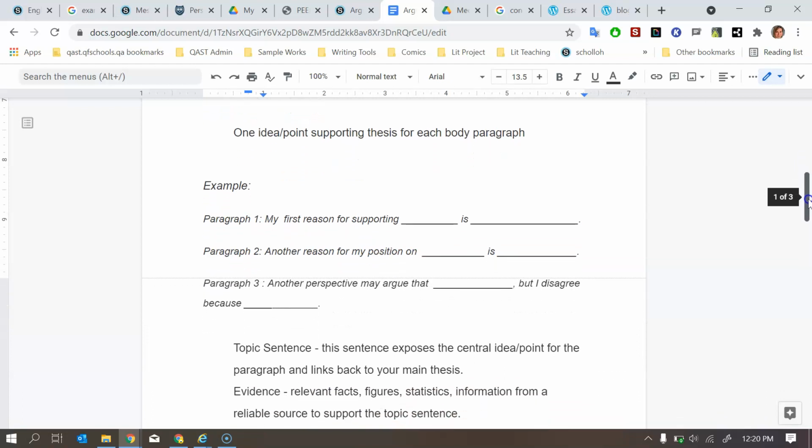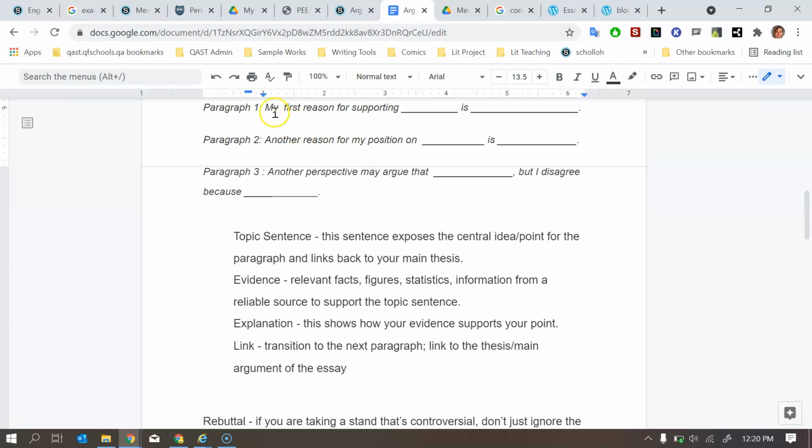So each body paragraph has to have a topic sentence, a point, and here are 2 good ways to introduce. My first reason for supporting biofuel is, and then you give your reason. Another reason, that'd be your second paragraph. If you are doing something controversial, or pointing out something that people might not be familiar with, another perspective, people may argue. So, people may argue that gasoline is the worst idea ever for cars, but I disagree because if you're in the middle of the Gobi Desert, there is no charging station. And then you would have evidence of that to support your topic sentence. And then you would explain how that evidence supports your point, and then you transition to your next paragraph.